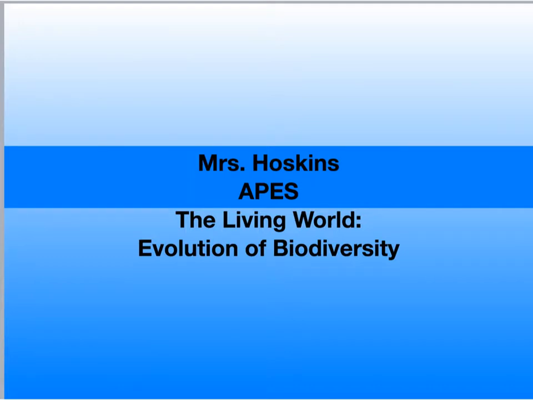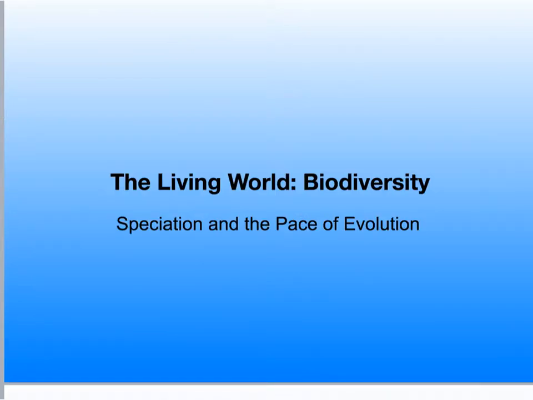The living world, evolution of biodiversity. This unit describes biodiversity of Earth and how it came to be, and how environmental factors can cause and influence its decline. So biodiversity can be described at a genetic level, at a species level, and then at an ecosystem level. The living world on biodiversity, speciation, and the pace of evolution.